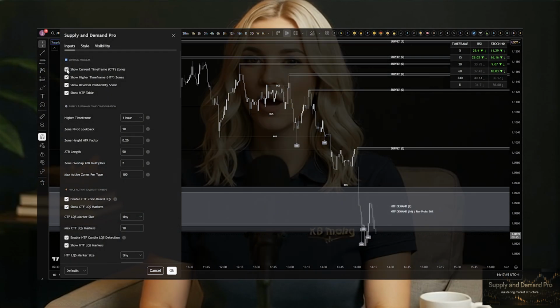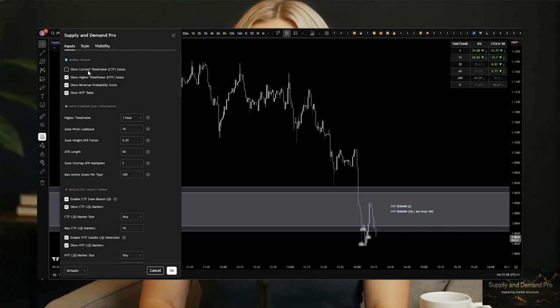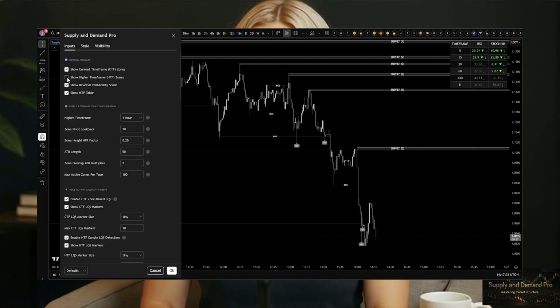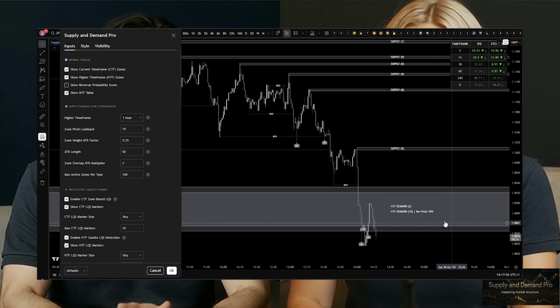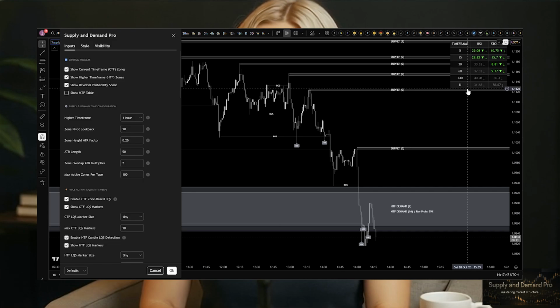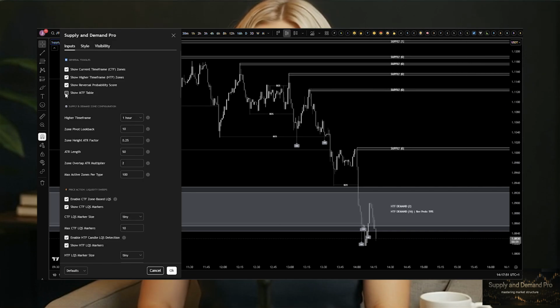Let's start with the basics, the general toggles. These are just simple on-off switches. You can toggle the visibility of the current time frame zones, the higher time frame zones, the label showing the probability score itself, and that whole multi-time frame momentum table we talked about. So you can clean up your chart if you only want to focus on certain elements. Exactly. Maybe you're a swing trader and you only really care about the 4-hour zones. You could just turn off the current time frame zones to reduce clutter. Quick and easy customization. Makes sense.